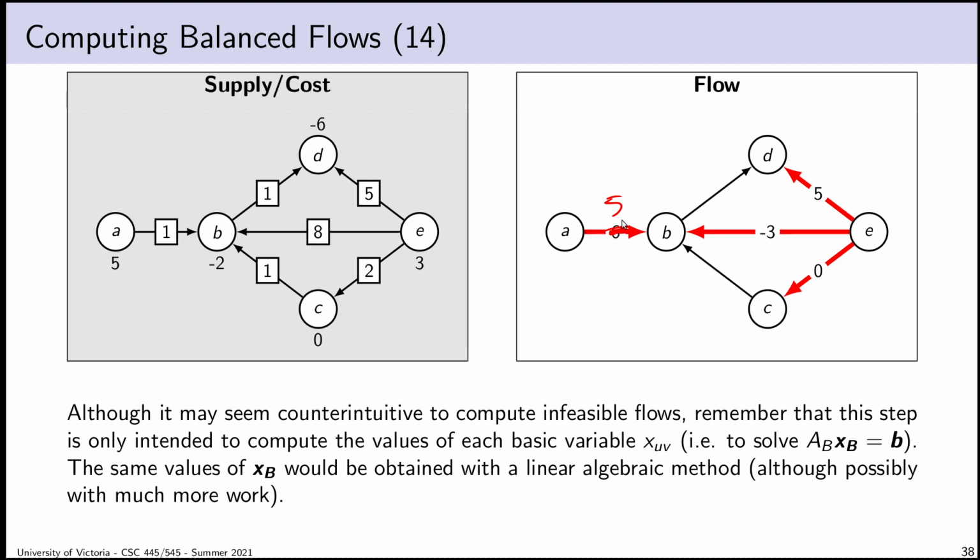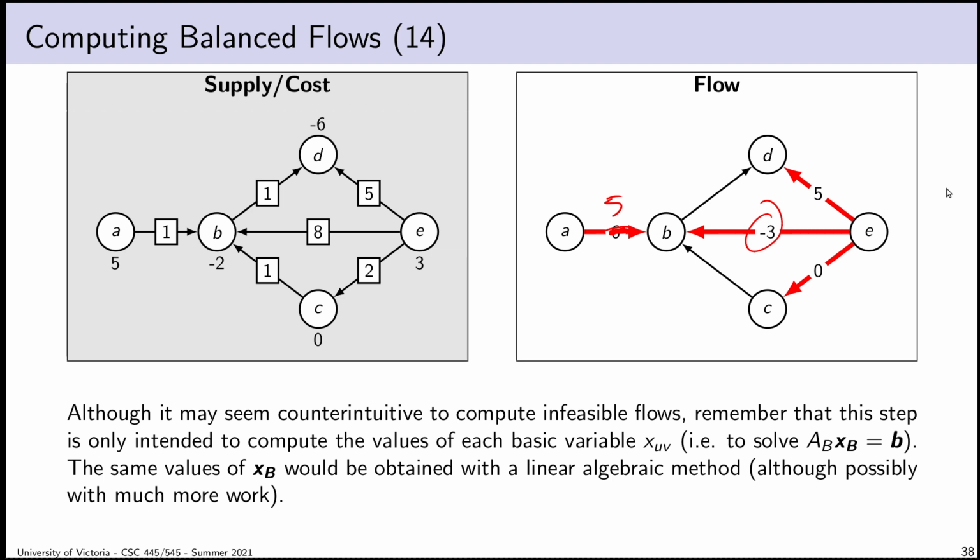Now, I get that it seems a bit weird that we're doing this. Like, why are we trying to compute these flow values that are negative? What we need is to know, given a basis, if I insist that this set of edges be my basis, what flows go across those edges, and whether they're feasible or not. So I have to compute them. If I discover that they're infeasible, then I need to do something about it later, and that might be where I perform some kind of a pivot.